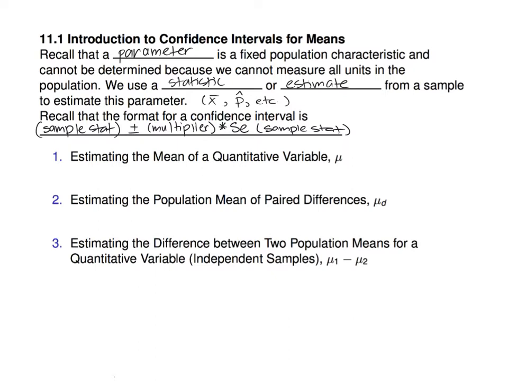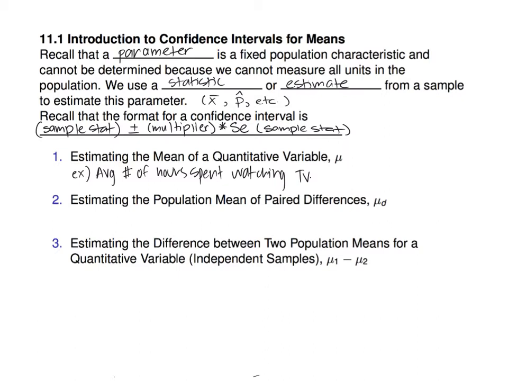Now the types of things we're going to find confidence intervals for are means, population means of paired differences, and then the difference between 2 population means. So an example of something that is the mean of a single quantitative variable might be something like, what is the average number of hours of TV a college student watches each day? So average number of hours spent watching TV.